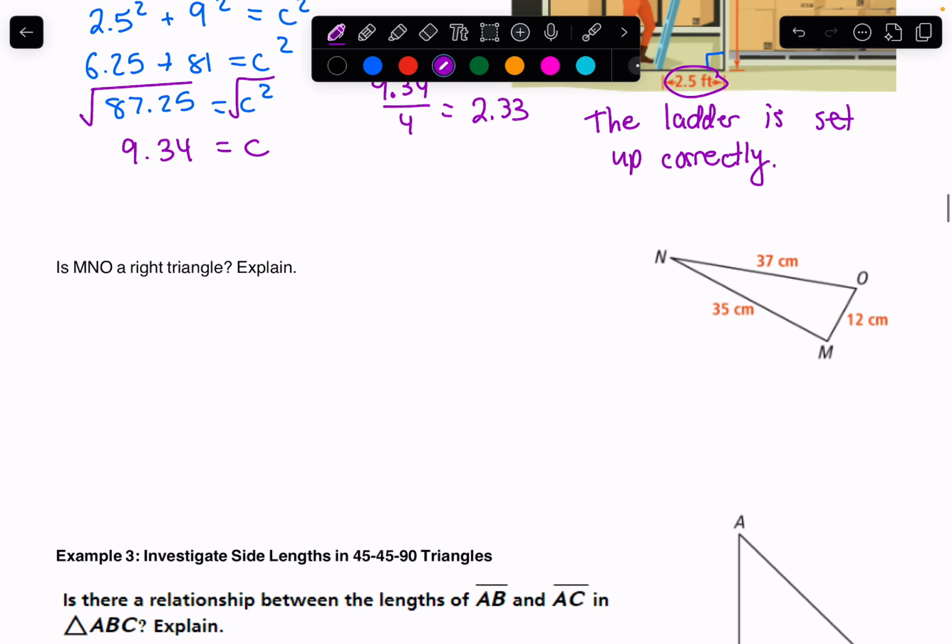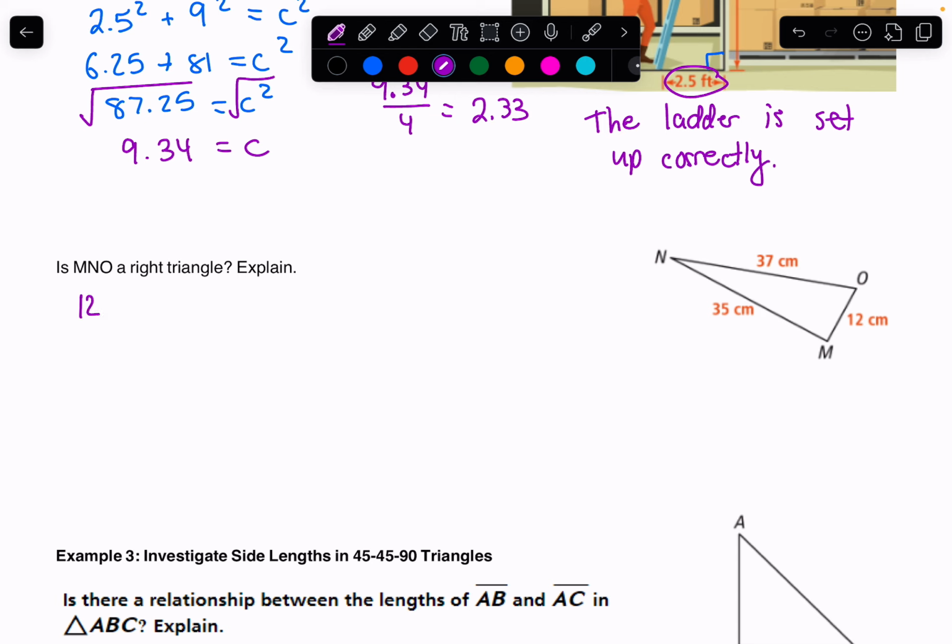Another way we can use this is using the converse of the right triangle theorem. And that's going to tell us that we can use the Pythagorean theorem to decide whether or not we are able to have a right triangle. So we look at this triangle in our diagram. We see that the shorter two sides are 12 and 35. They're going to become our A and B. 37 will be our C. So we're going to check.